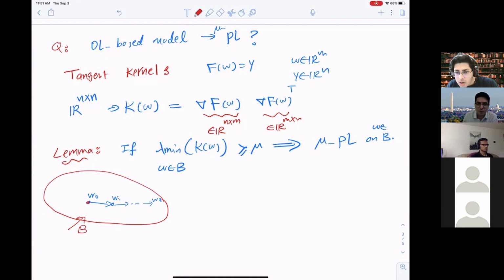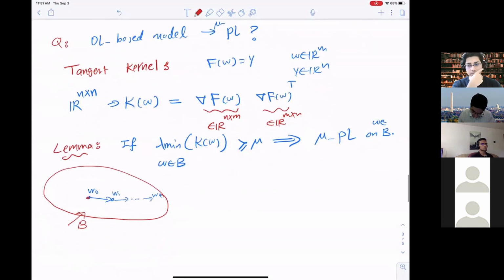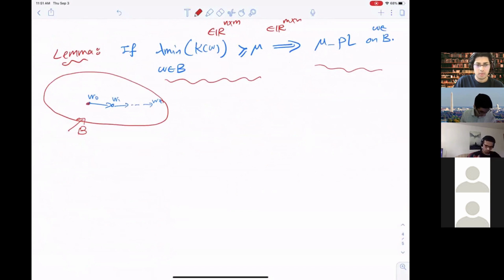Okay, so why do we have to find the minimum eigenvalue of the tangent kernel and compare it with the W star? So yes, I'm going to basically show why this is the case, right? So the question is why the minimum eigenvalue of the tangent kernel implies the mu PL condition. Okay, so let me move on to the proof. The proof is in fact quite simple.